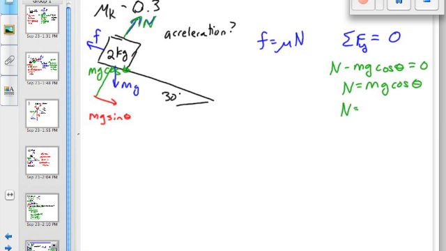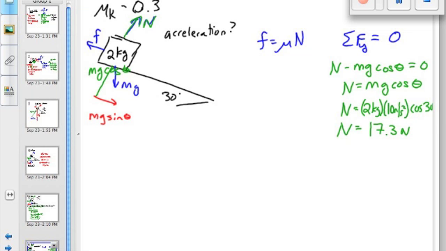Normal force equals the mass, 2 kilograms, times gravity, meters per second squared, times cosine of 30 degrees. So the normal force is equal to that value, 17.3. I think we did that one before. Looks familiar.